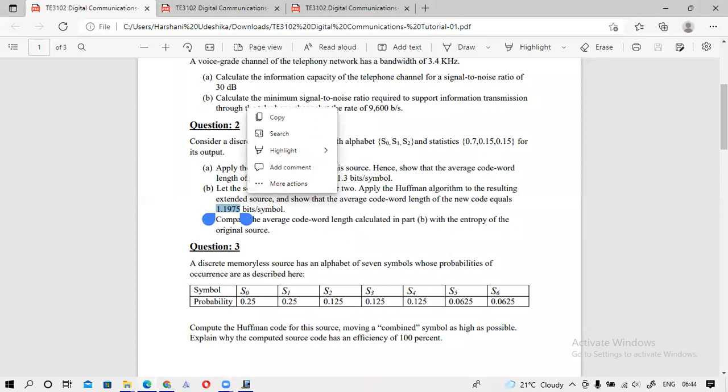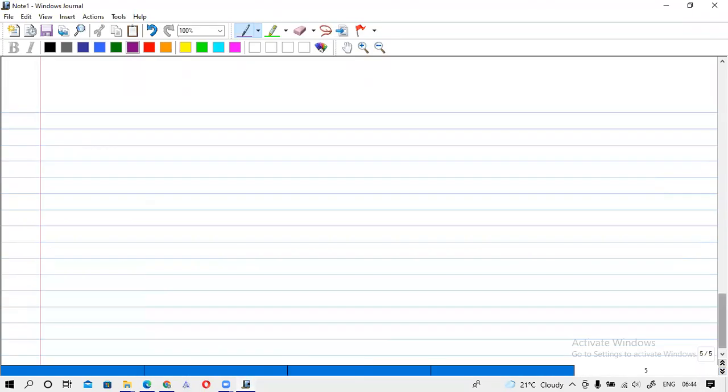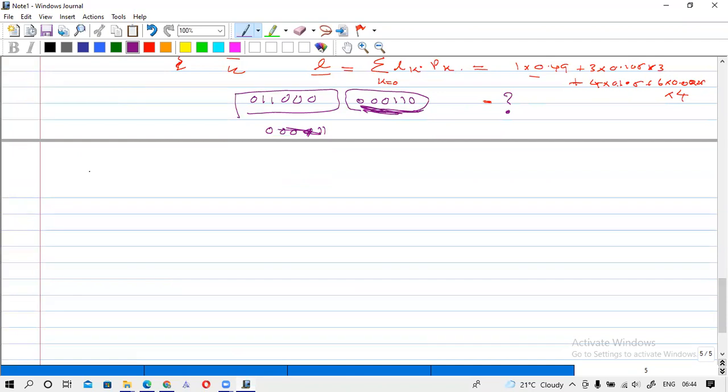And to find the efficiency, you have to find the entropy. I think this can be done very easily. It will be pk log 2 pk. So please try to do this yourself. This is the entropy, and once you calculate the entropy, you can find the eta value. It will be entropy divided by L bar.